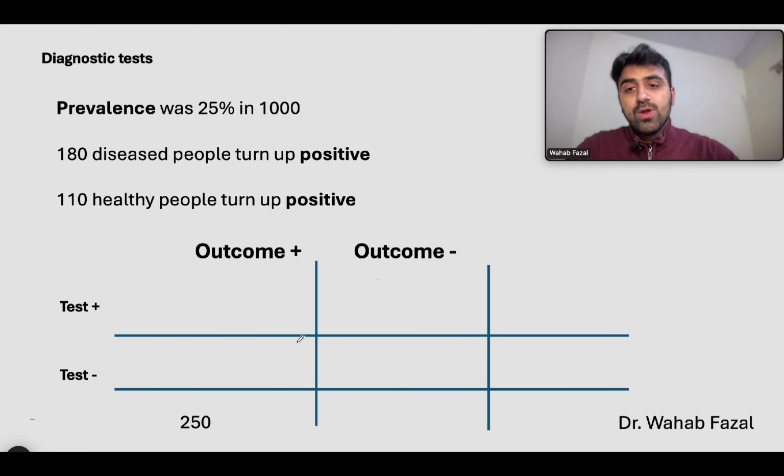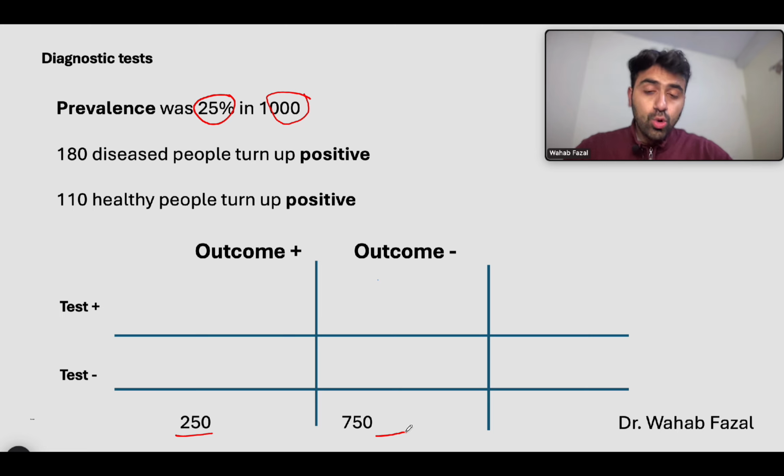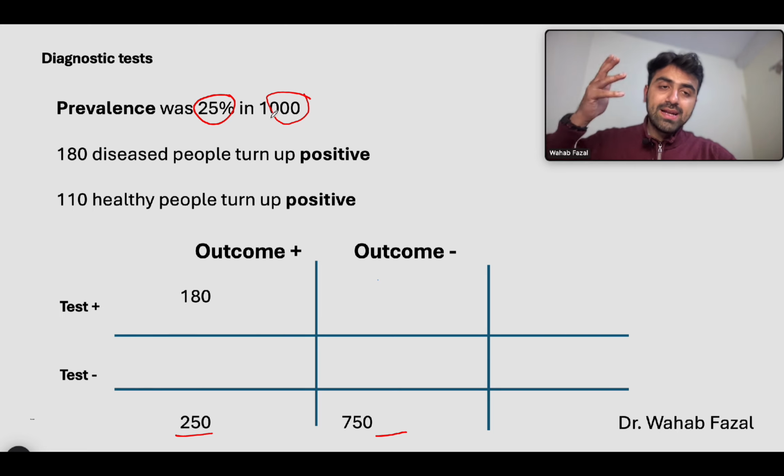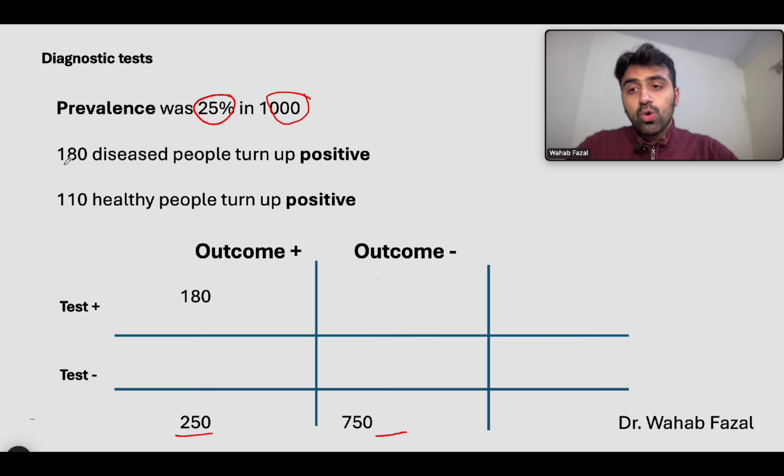So we know that 25% of 1,000 comes up to be 250, right? So this comes up to be 250. 250 in 1,000, that means you can write 750 over here. So this is 750. These are people that don't have the disease. Prevalence, as I said earlier, at one point in time is all of the people who have the disease in a population. So 180 diseased people turn up positive.